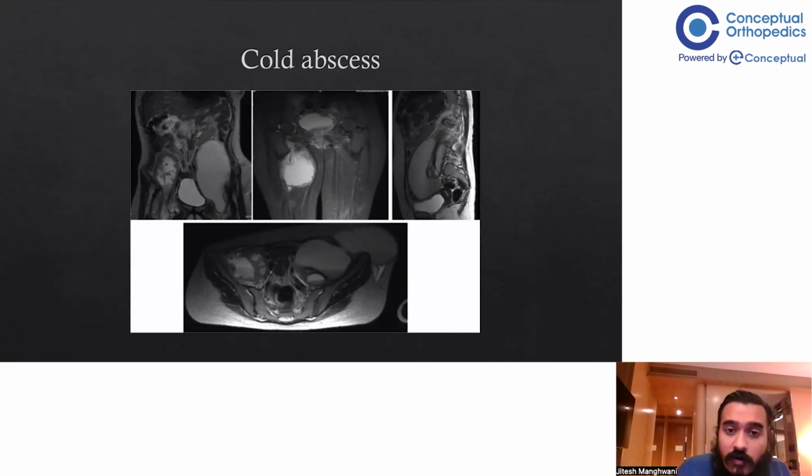And there is a lot of literature on this, wherein it started off with a cold abscess, was not treated on time, and then it became secondarily infected via some bacteria. Most common staph.